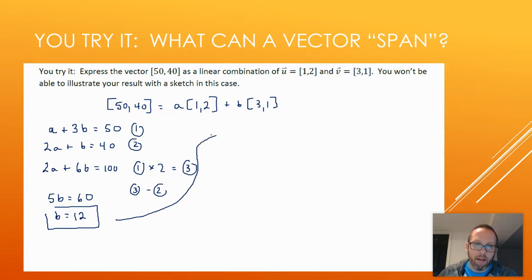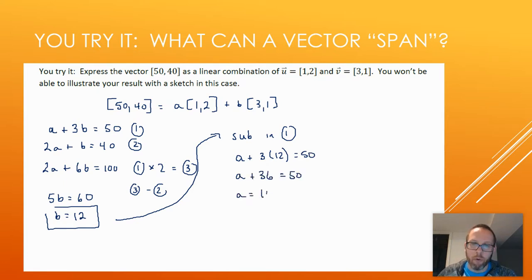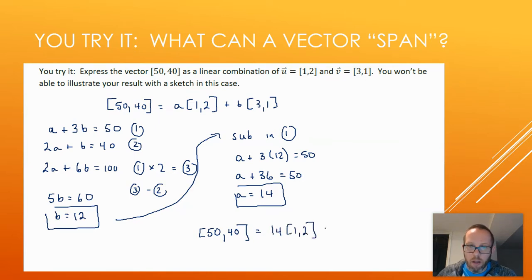And now I can sub back into either of my equations. I think that the first one looks pretty easy to work with. Sub in: 1 times a plus 3 times 12 equals 50. That's 36. And 50 minus 36, a equals 14. And so the vector (50, 40), we've shown we can write it as 14 times the vector (1, 2), plus 12 times the vector (3, 1).